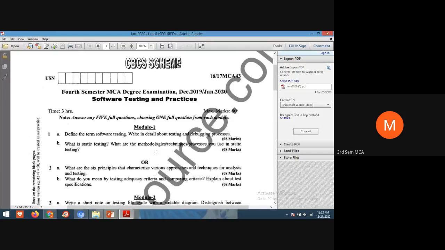Yes, anybody have doubt in this answer? No, ma'am. Okay. What is static testing? Static, dynamic, first module. What is static testing? What are the methodologies, techniques, processes you use in static testing?